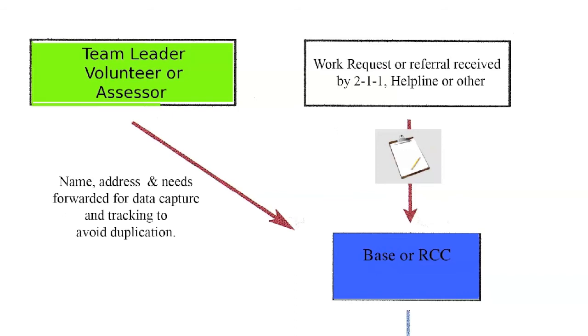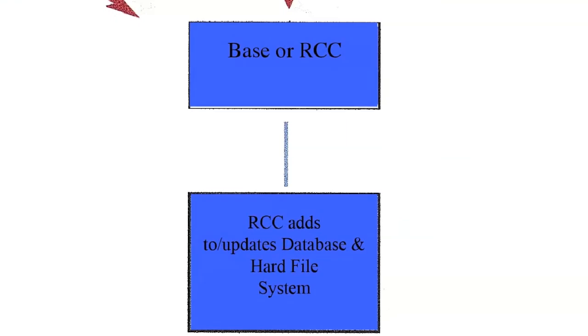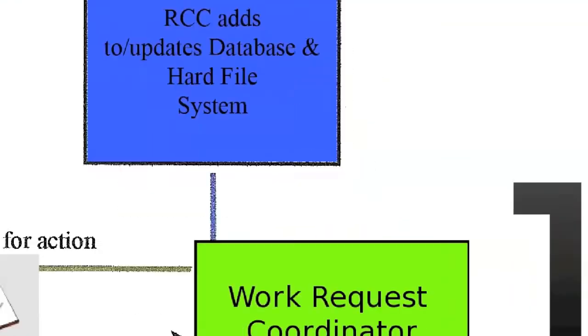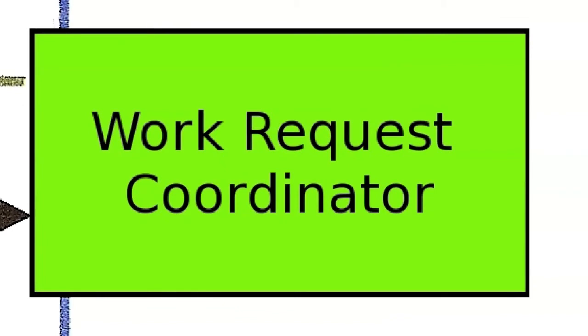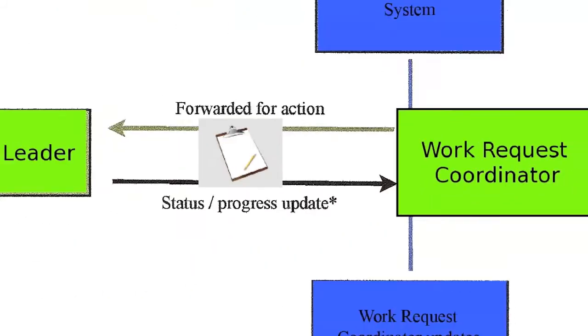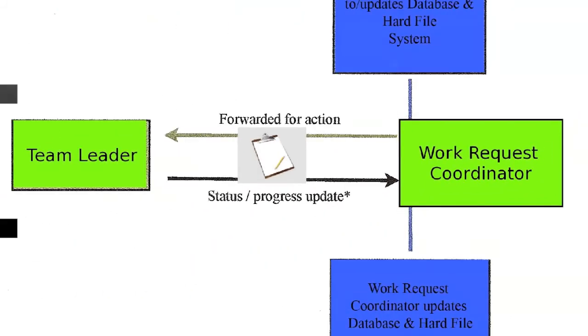So the needs come in and they are funneled to our base of operations. Sometimes we call this a Recovery Coordination Center, or RCC. Requests for assistance are added to the database and the hard file system. Like you saw earlier, the work request coordinator then has access to that database and hard file and starts the cycle to get the direct service delivery to that client that needs the help.